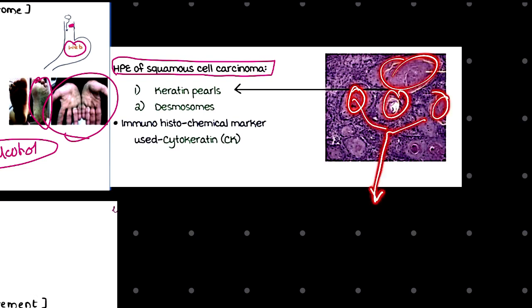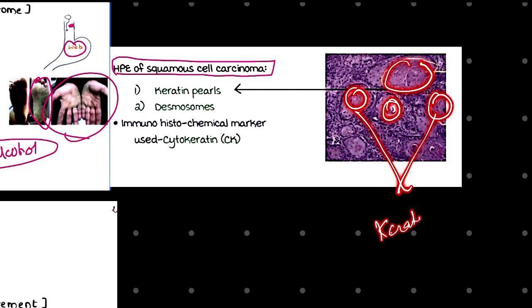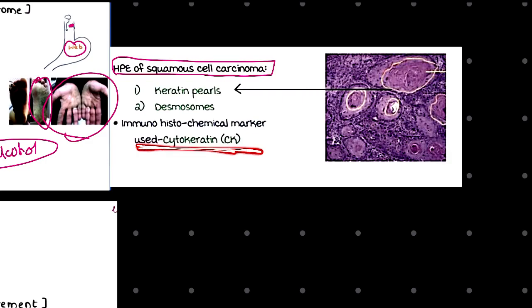Now these cells will produce keratin, and this keratin will appear as keratin pearls. What we are looking at is the histology of squamous cell carcinoma. Here there is a collection of nest-like tumor cells which produce keratin, and this keratin will appear as keratin pearls, right? Now, looking at the immunohistochemical marker, we'll find cytokeratin, CK. We'll use cytokeratin to visualize these things.